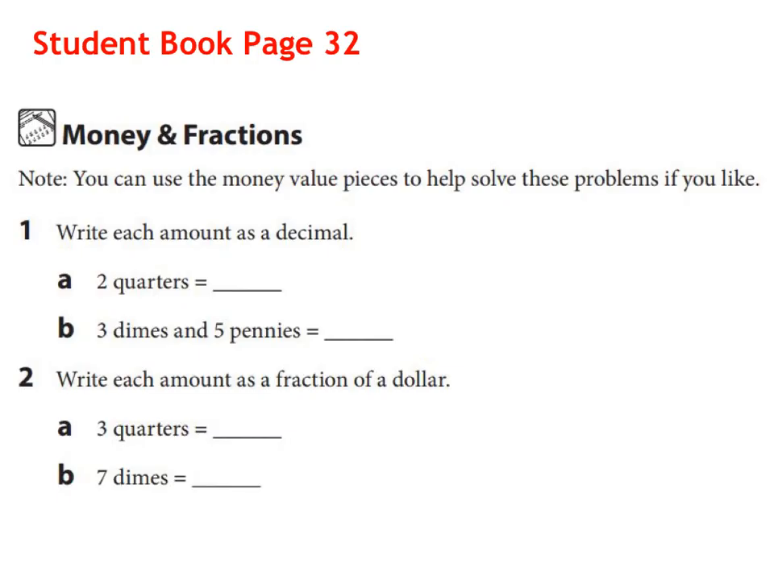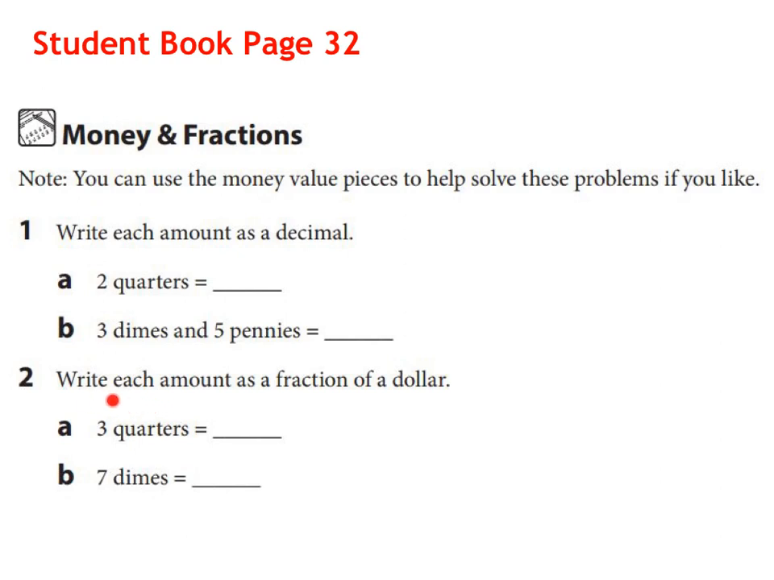Now it's your turn. In your student book on page 32, you're going to answer the following questions. The first one, you're going to write each amount as a decimal. So here and here will be a decimal that tells me what 2 quarters is. Write it here. 3 dimes and 5 pennies, write it here. If you need to use the money mats, they're available in the classroom.